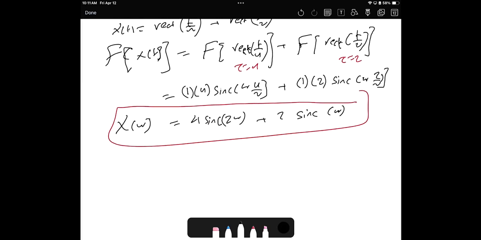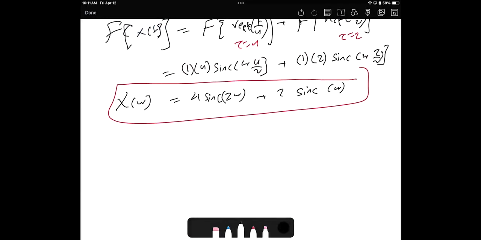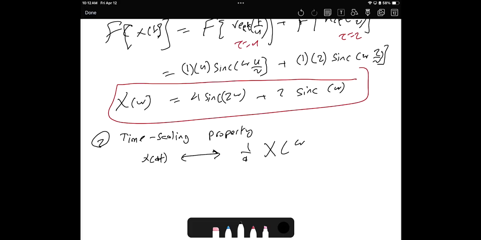Let's go to another property. The first property was linearity, the second property is time scaling. Time scaling says when you have x of a t, when you take the Fourier transform, it will be 1 over a times X of omega over a, such that a here is positive, not negative.